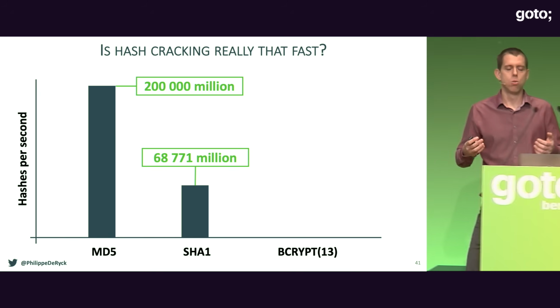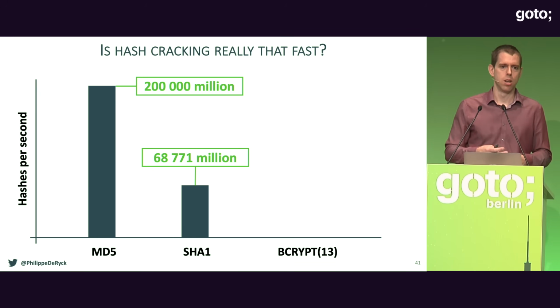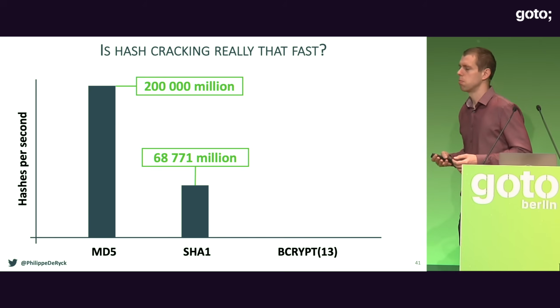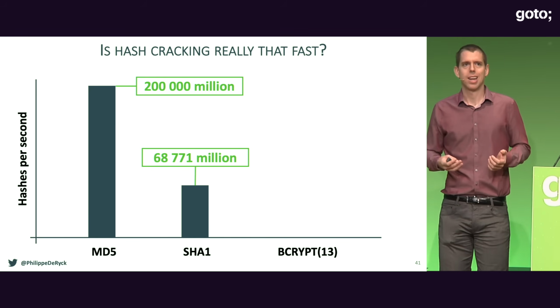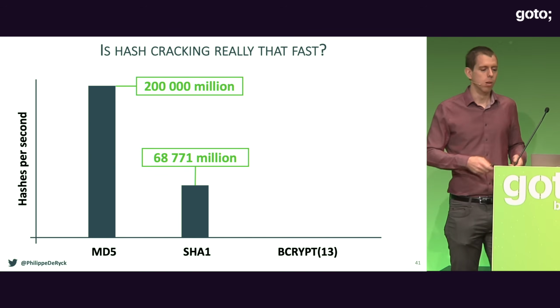Because these algorithms are used in situations where they are supposed to be fast. We actually want them to be fast. SHA-1 was, I think it still is, part of Git. You don't want to wait like 10 minutes to do a Git commit. It just doesn't work like that. It needs to be blazingly fast.